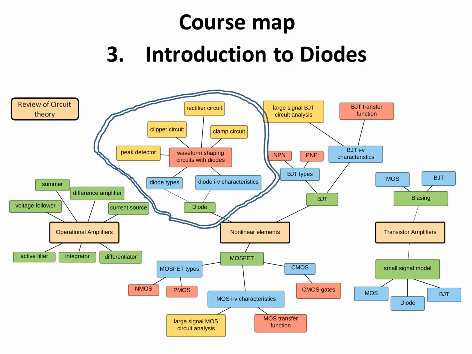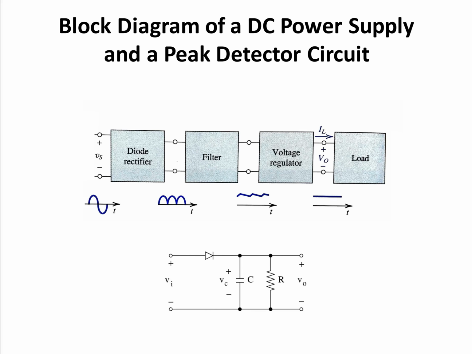Hello everyone, we're continuing the topic of diodes and waveform shaping circuits using diodes. Previously we saw how a rectifier circuit works and how a limiter or clipper circuit works. Today we're going to look at a peak detector circuit.